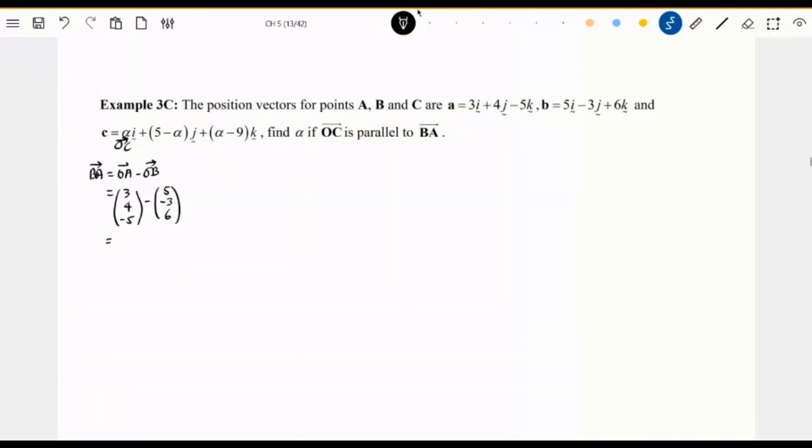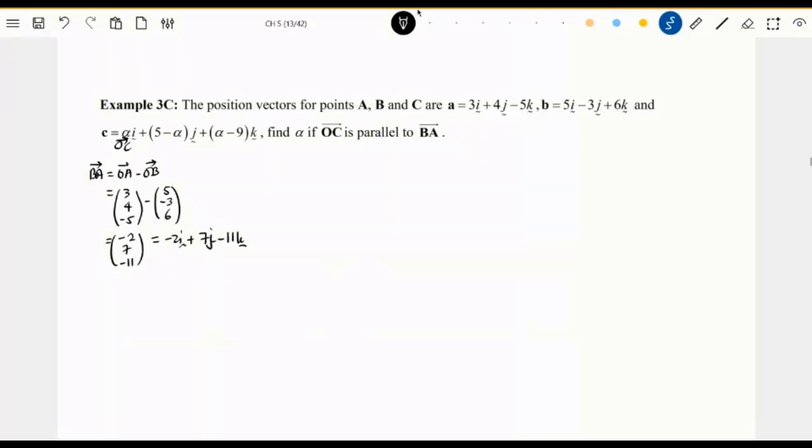Anyone? Negative 2, 7, negative 11. So negative 2, 7, and then negative 11. So we put in terms of negative 11: the direction vector, position vector, which is negative 2i plus 7j minus 11k. And then we have the OC, this one.